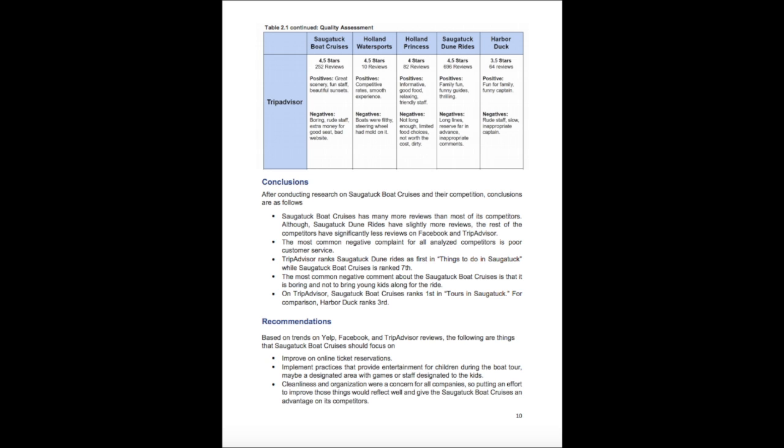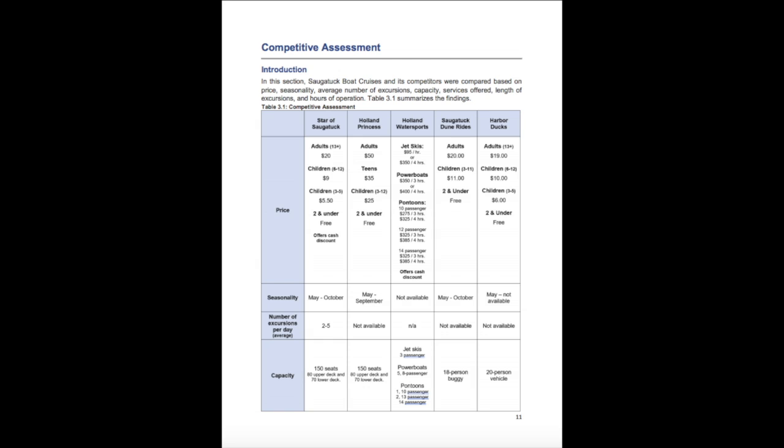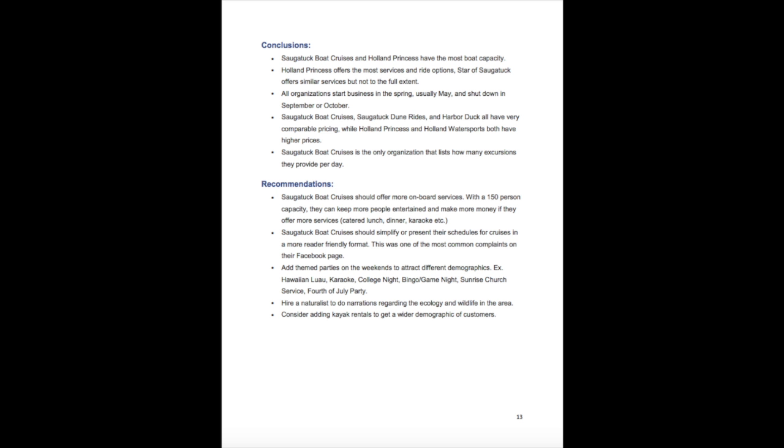potentially improve. For our competitive assessment, we took the same 4 competitors and compared them based on price, seasonality, number of excursions, capacity, services offered, length of excursions, and hours of operation. This is another tool to show where you stand out and where you can improve. We listed our conclusions at the end.